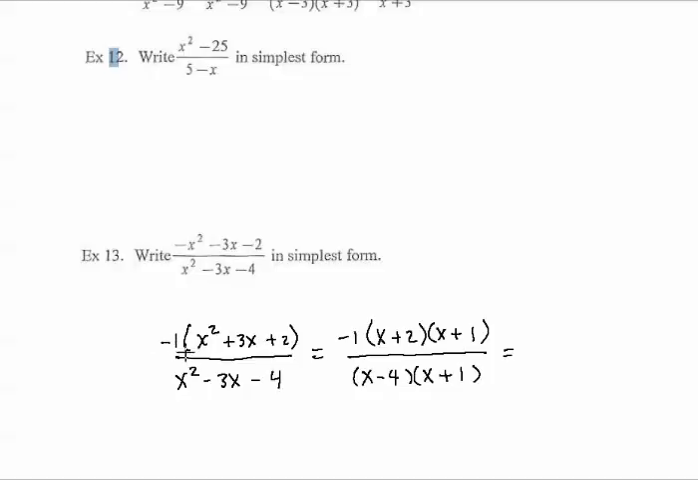Taking out that negative 1 just makes this a lot easier to factor. But you don't throw it away. There's the negative 1 still. But in this step, we see that the x plus 1 is going to cancel. And we're left with a minus x plus 2 on the top and an x minus 4 on the bottom. And that completes example 13, and that was the last example of the chapter.